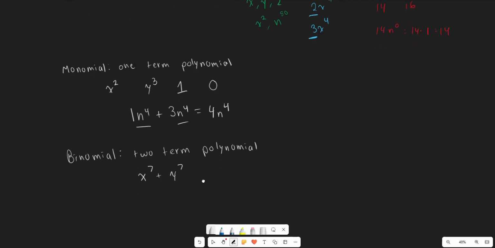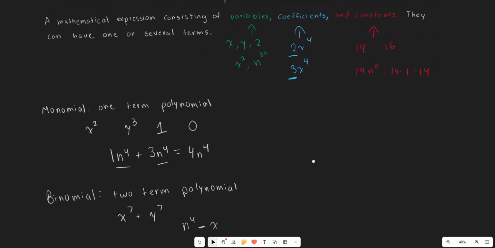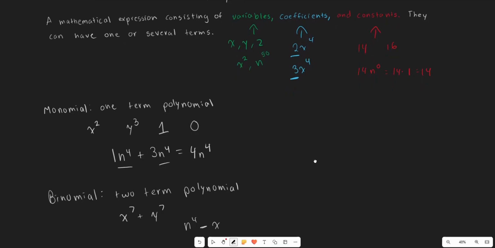And then you can also subtract binomials, so you can have like n to the 4 minus x. That's also a binomial because you can't simplify it any further, and there's 2 terms. Okay, lastly we have our 3-term polynomials, and that's called a trinomial. So like trinomial, you can probably guess that it's a 3-term polynomial and you can't simplify it any further, so you just leave it like that and call it a trinomial.